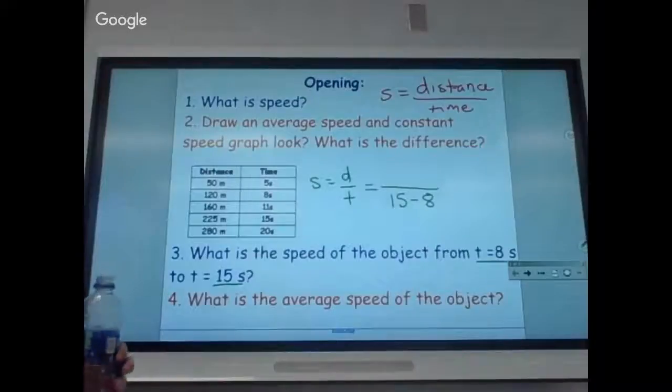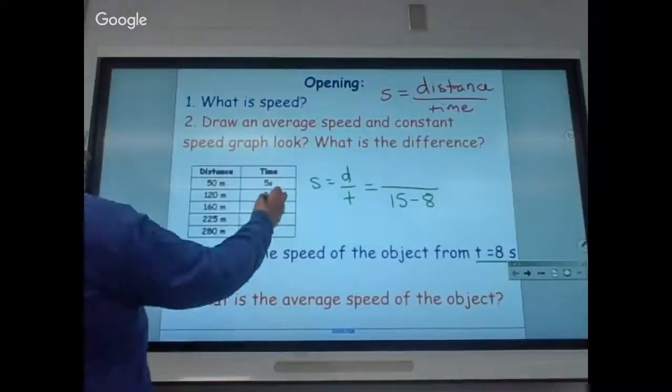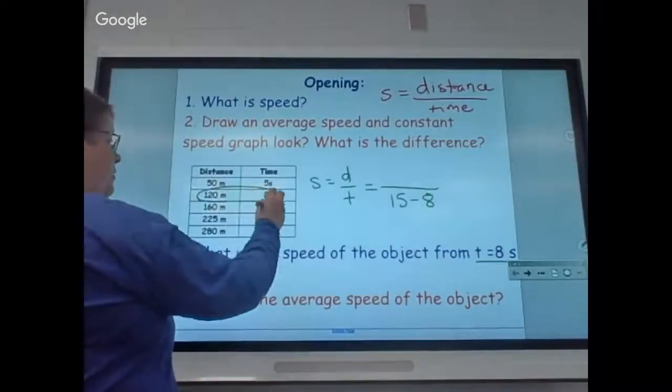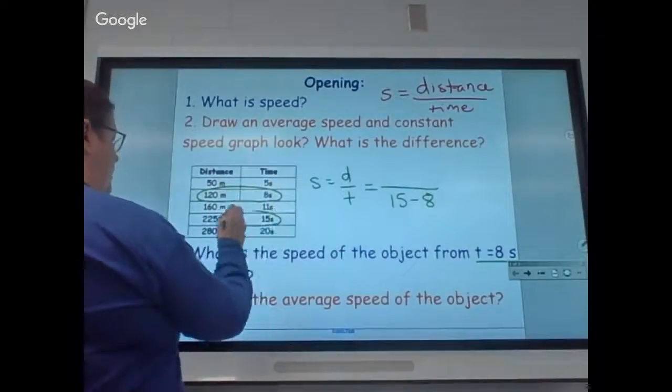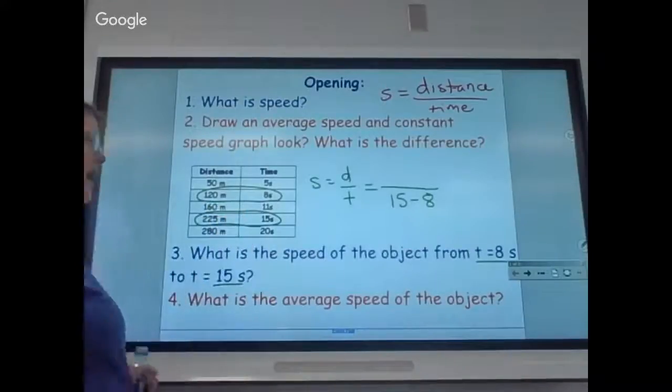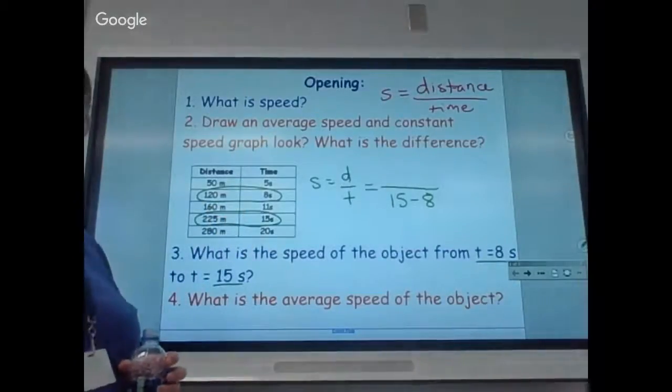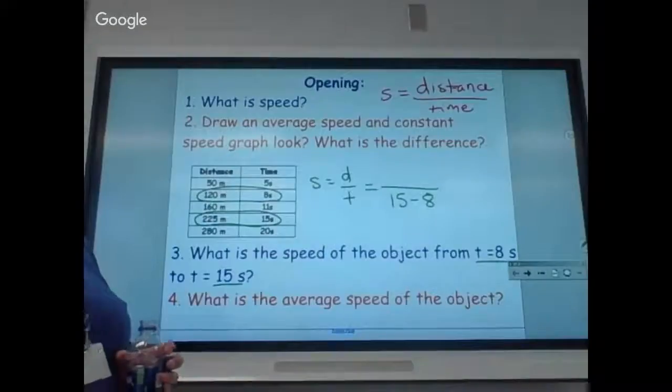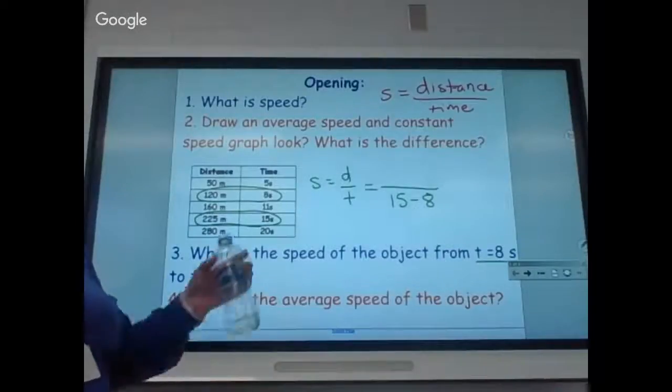Okay. Now, on the top, where we have distance, we have to find the distance of the table. They didn't give us the distance, so you have to find it. So find the 8 and match it up to a distance. Find the 15 and match it up to a distance. Now, when you do that, again, you have how many distances? 2. So what are you going to do when you have 2 distances? You're going to subtract, just like you did with the 2 times.